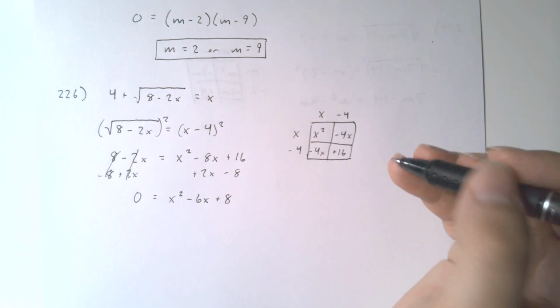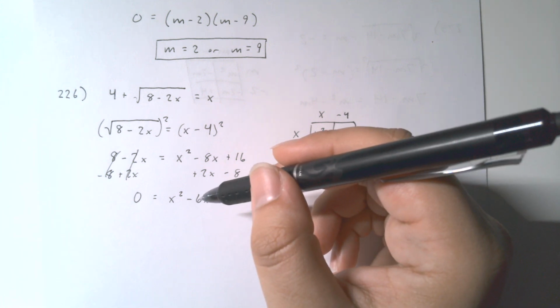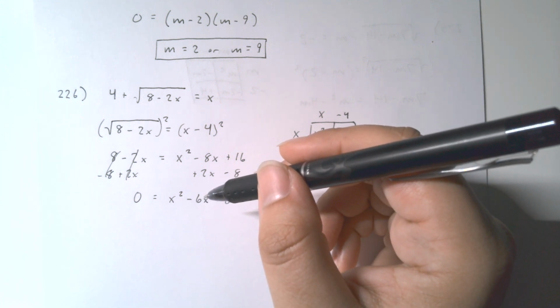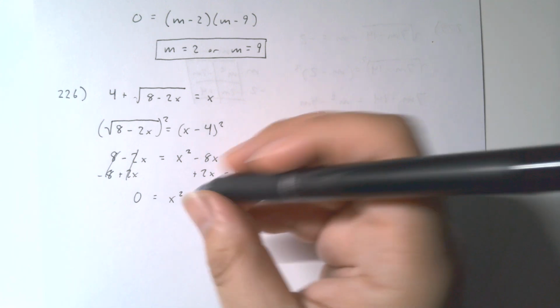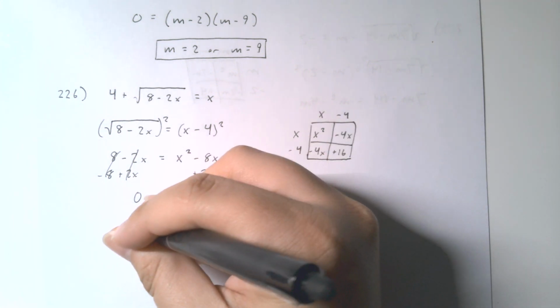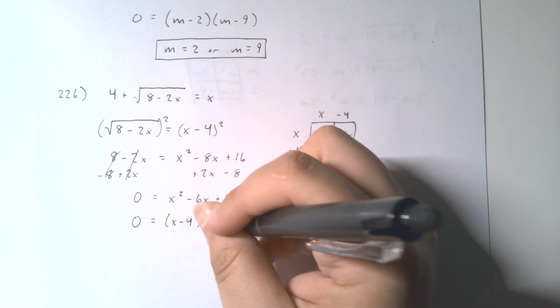And then we want to factor this, so we have to find two numbers that multiply to 8 and add up to negative 6. And those two numbers are going to be negative 4 and negative 2. So we have x minus 4 times x minus 2.